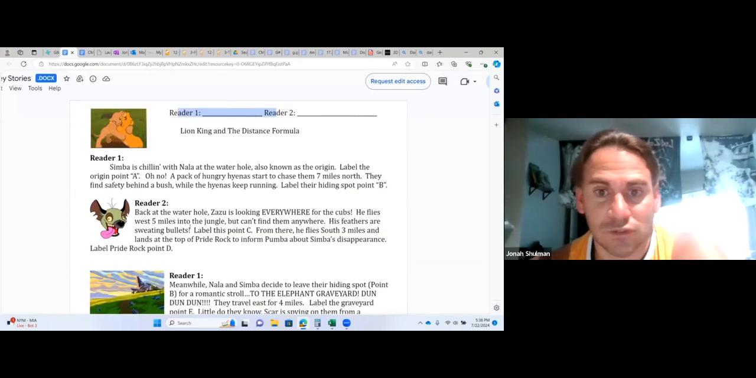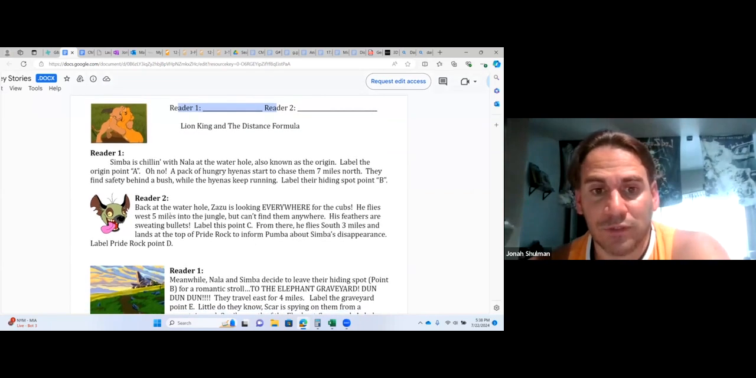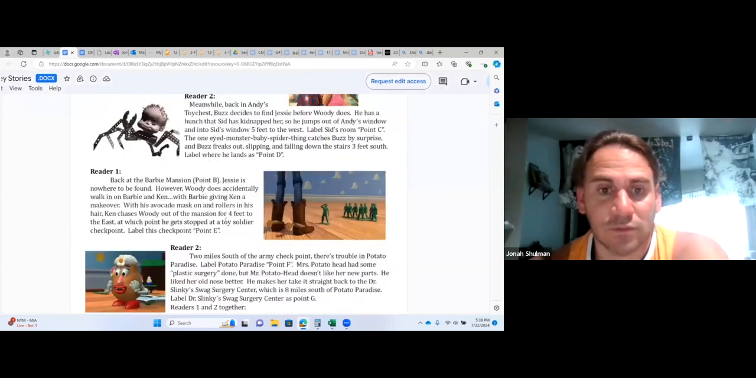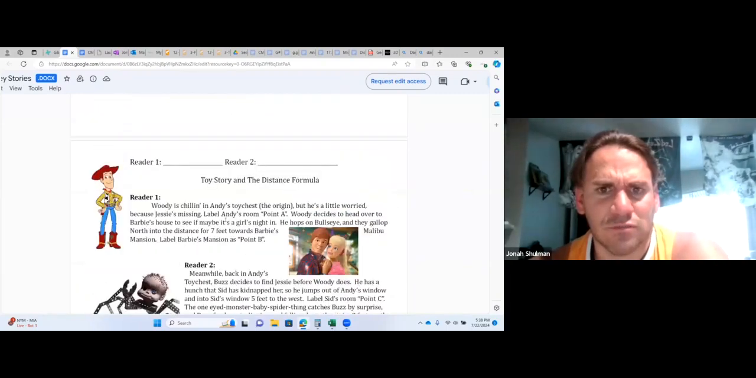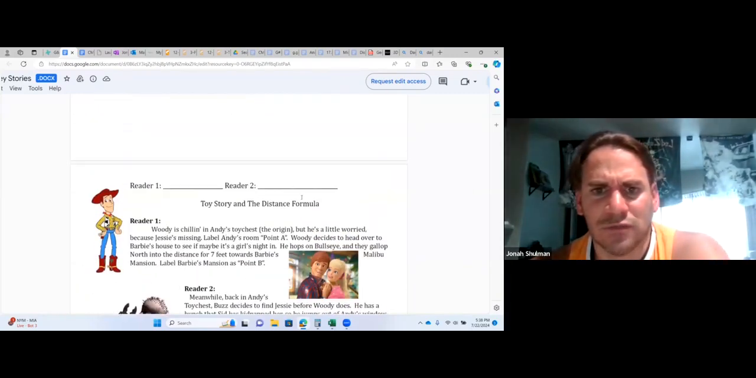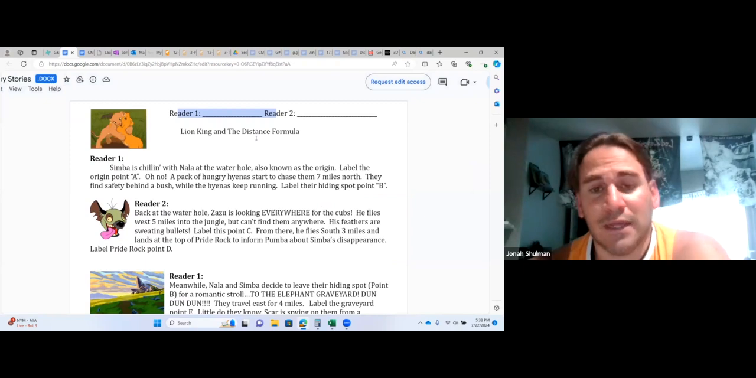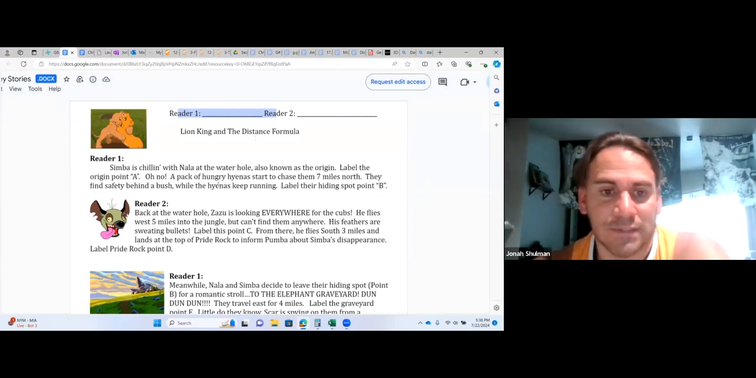So basically, it's like traveling around, label the points, going from point to point. You got to label how far you go, and then there's a big graph here. So feel free to use this with your students. They're cute little stories, the Toy Story and distance formula, and the Lion King and distance formula. You got two readers. It's nice.